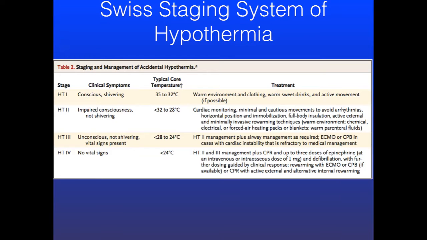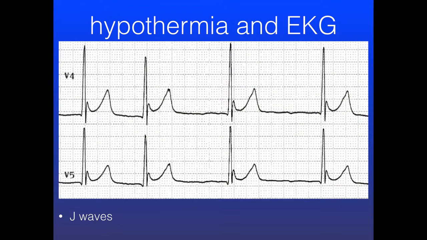There is a New England Journal review paper on hypothermia that I'll attach in the email, and one thing that they show is that there is a Swiss staging system of hypothermia. They basically split hypothermia up into 4 stages, based on the temperature and on the clinical symptoms. So if you don't have a thermometer for some reason, let's say you're out in the field, you can kind of tell what stage of hypothermia they're in based on what they're exhibiting. I'll let you guys read the paper for the further details.